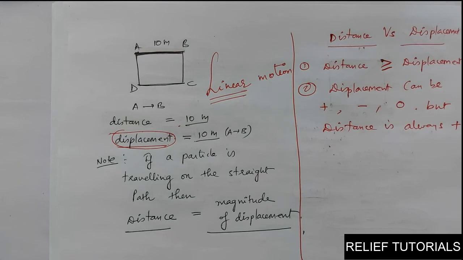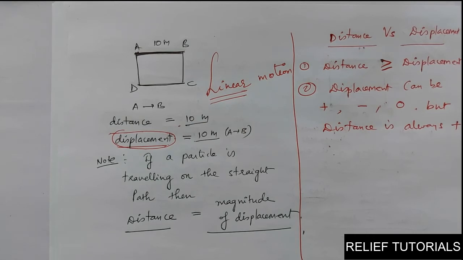The question is, which of the following is true for the displacement? The first is given as it cannot be 0. Sorry, the statement is: it cannot be 0. So it is a false statement, because it can be 0 if the initial and the final points of the journey are the same.